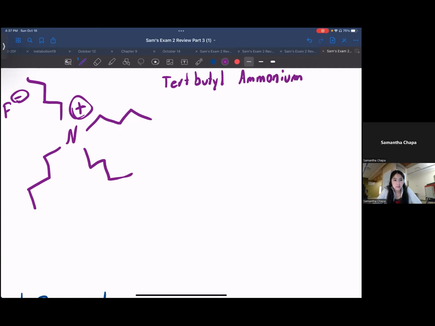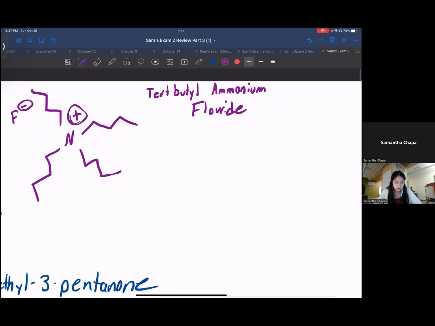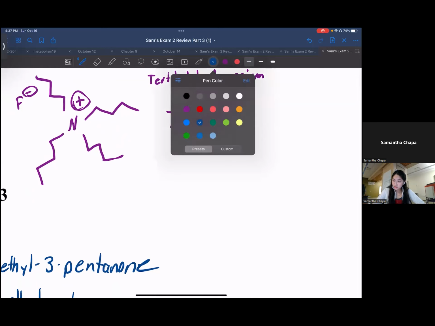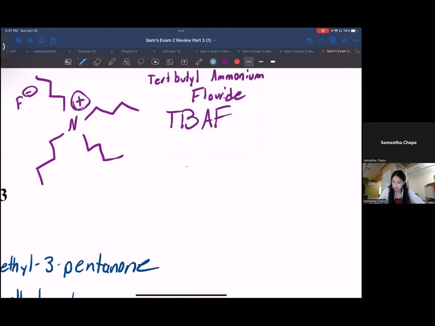Again, ammonia is like an amine group, and the ium means that you have a positive charge on it. So ammonium, and then last one, fluoride for the anion, the ion that's making this neutral. So tetrabutyl ammonium fluoride, also known as TBAF. There you go. Another one is going to be this one. This is tributyl for this group right here.